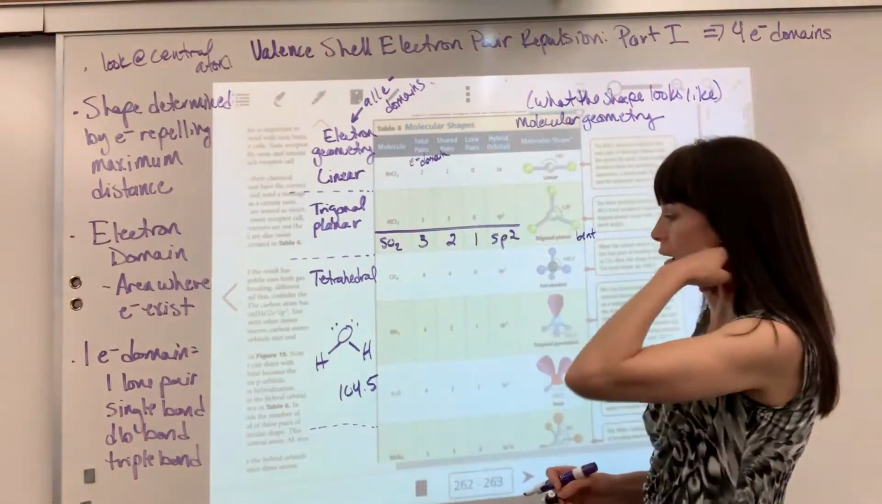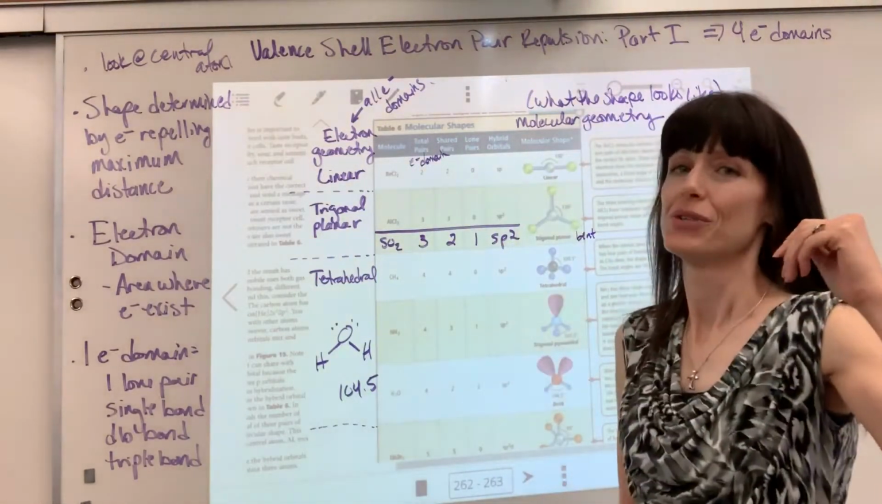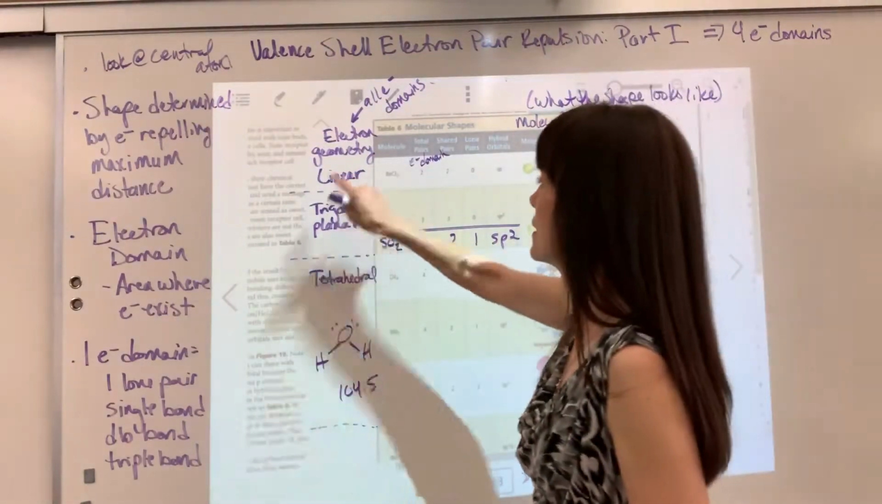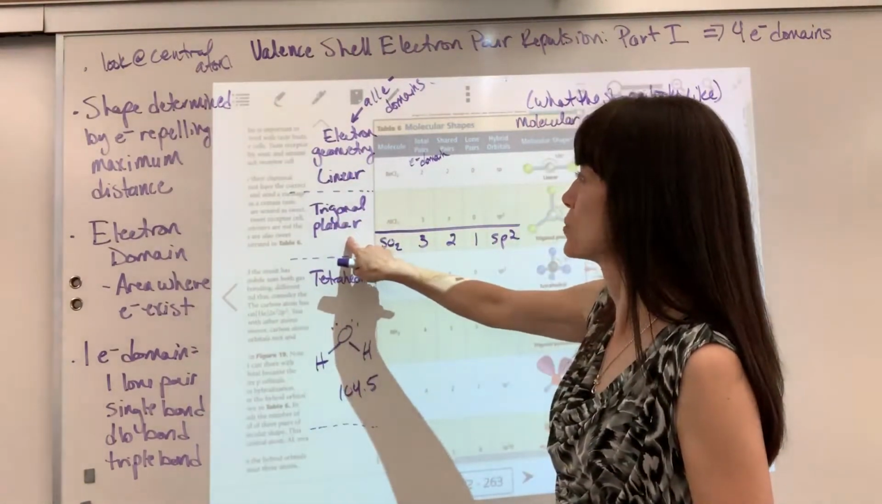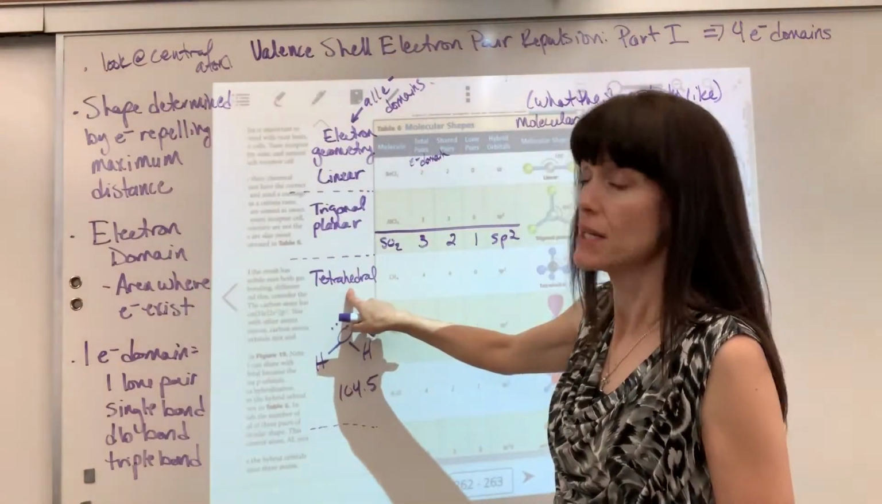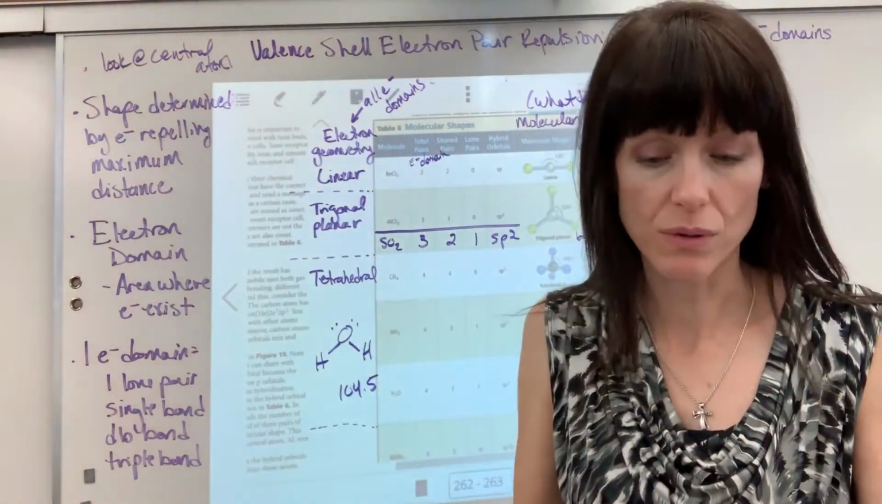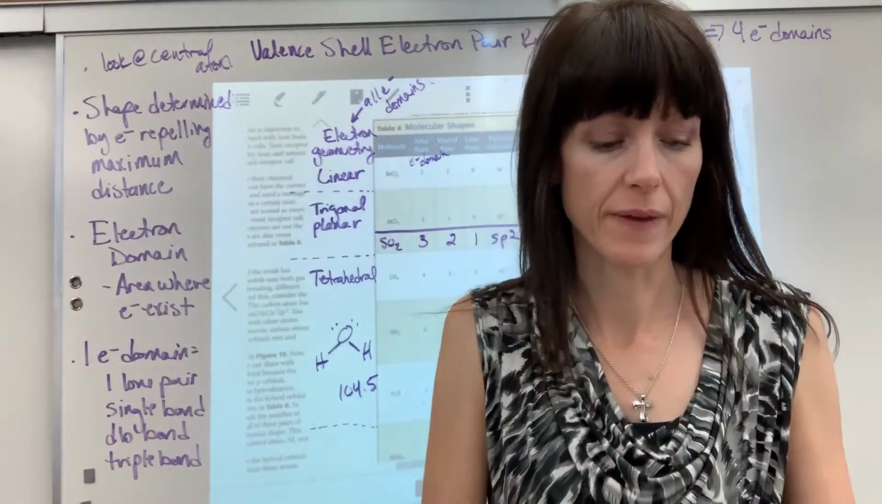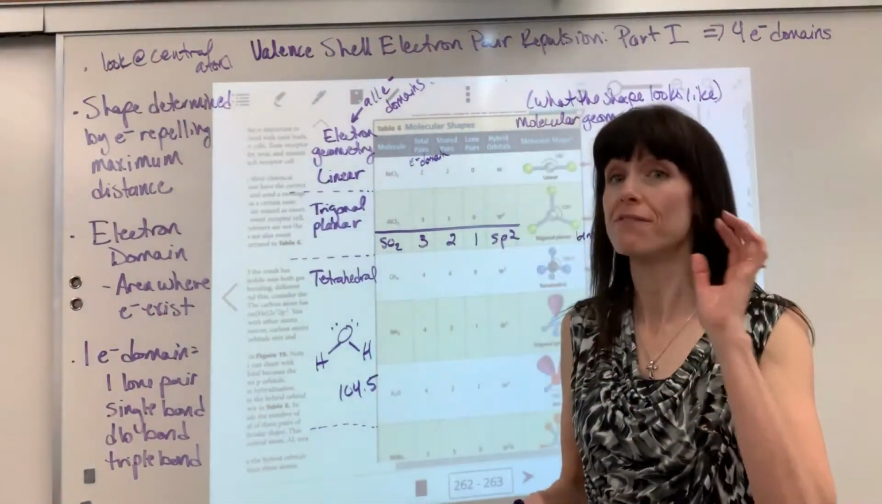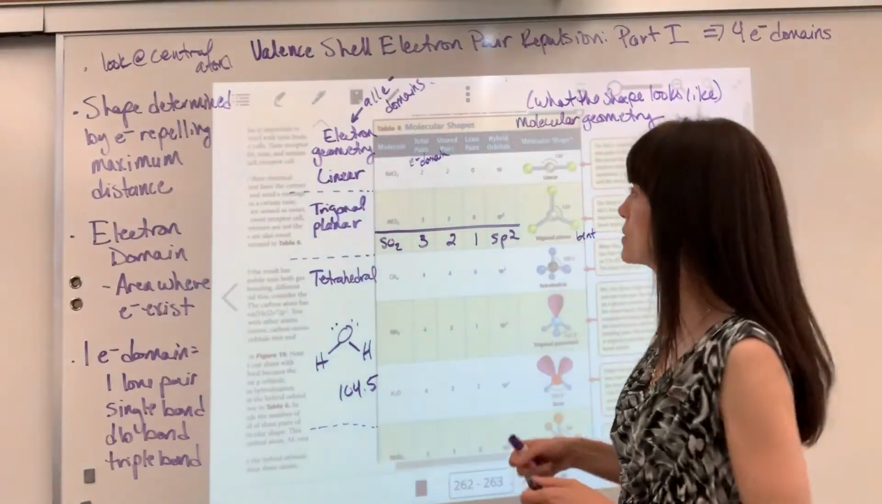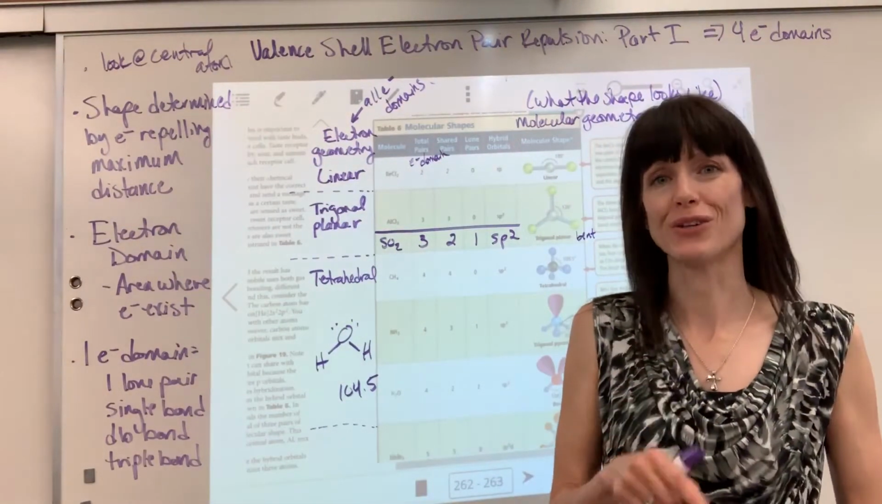So there we have 2 electron domains, linear. 3 electron domains, trigonal planar. 4 electron domains, tetrahedral. And the options that we have inside of those when you have lone pairs on them. Now, if you need 5 electron domains or 6 electron domains, you can watch part 2 of VSEPR.